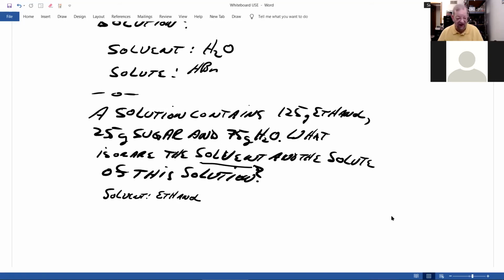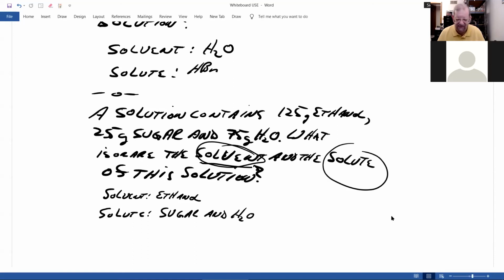What are the solute or solutes? There would be two, and that would be sugar and water. So remember, the solvent is the component present in the solution in the greatest amount, and all other components are called the solutes, and that's how you do it.